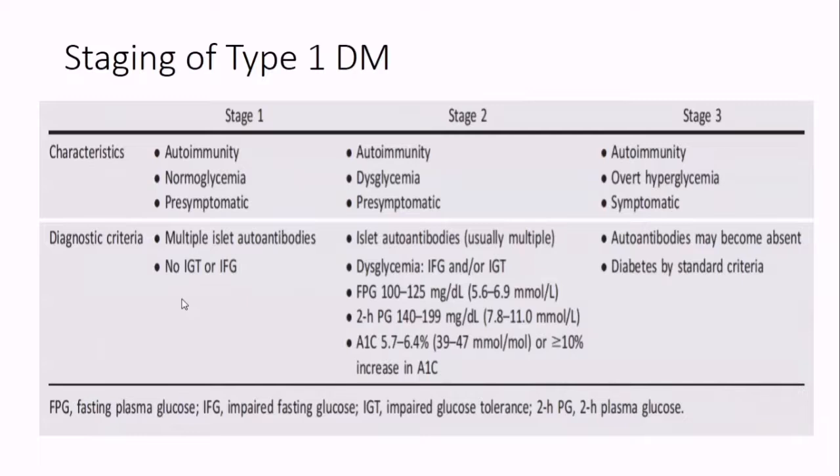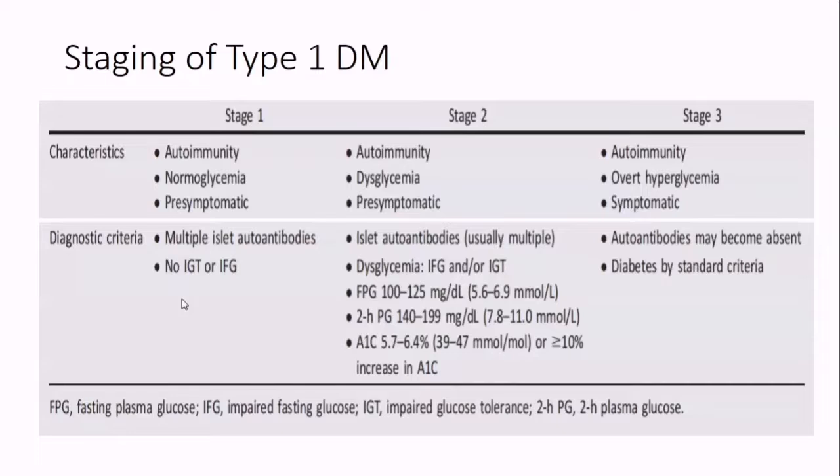So then how do you stage type 1 diabetes? There are three stages. In the first stage, the characteristics are autoimmunity but still normoglycemia, and this is the pre-symptomatic stage. Here you can find multiple islet cell autoantibodies in the blood, but there is no impaired glucose tolerance or impaired fasting glucose.